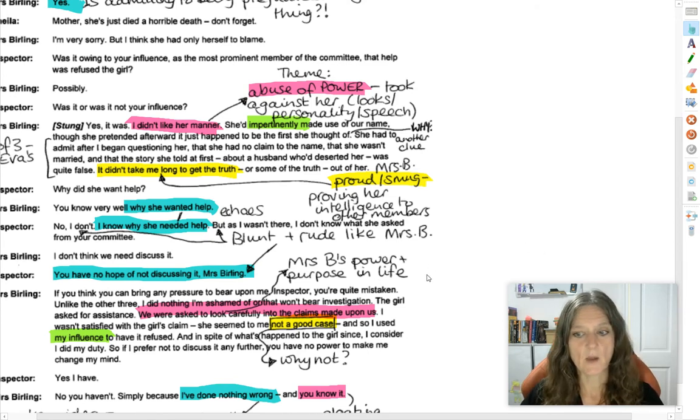Okay, so if we have a look, we find out a little bit more detail about Mrs. Birling's power and how she's able to abuse it. "We were asked to look carefully into the claims made upon us."